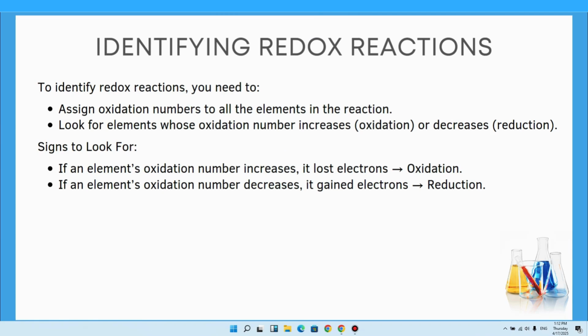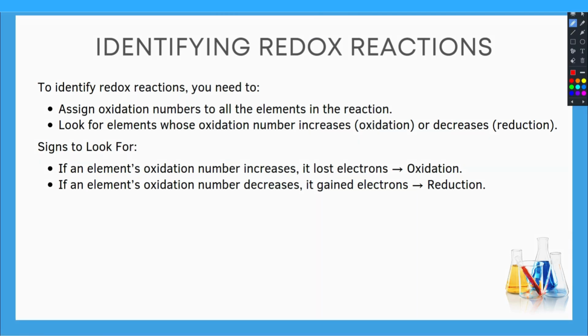So basically speaking, how do you identify a redox reaction? To identify redox reactions, you need to do two things. First, you need to assign oxidation numbers to all the elements in the reaction. That's why we took time in our previous lesson to learn how to identify and assign oxidation numbers to elements in redox reactions. If you've not watched that video, please do well to go ahead and watch it.